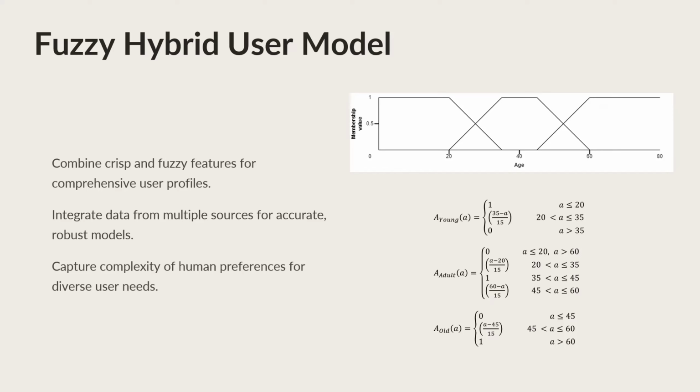In the hybrid user model, we combine crisp and fuzzy features to create a comprehensive representation of user preferences. For example, gender may be represented as a crisp feature, while age is modeled using fuzzy sets. By integrating data from multiple sources, we can create a more accurate and robust user model that captures the complexity of human preferences. This fuzzy hybrid approach is essential for building recommendation systems that cater to diverse user needs.